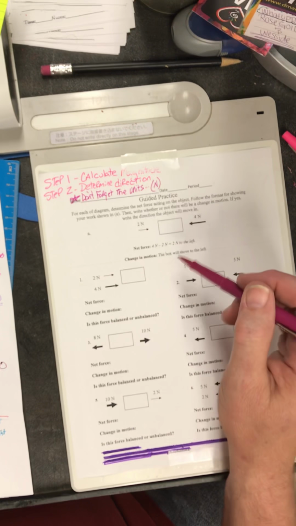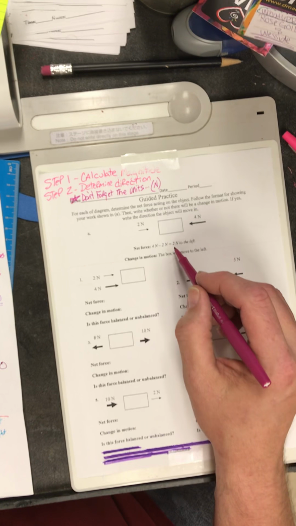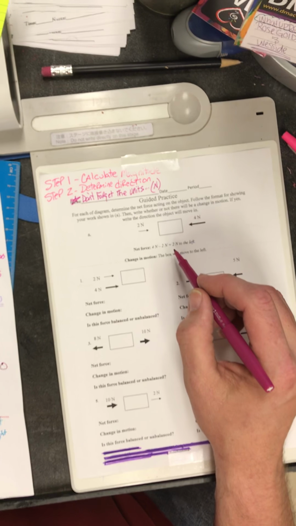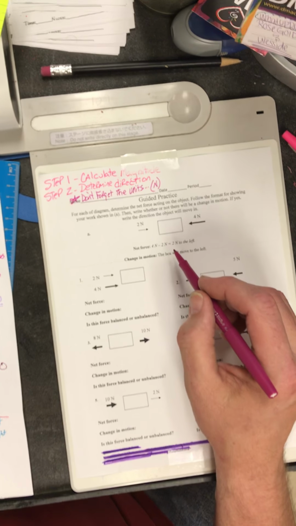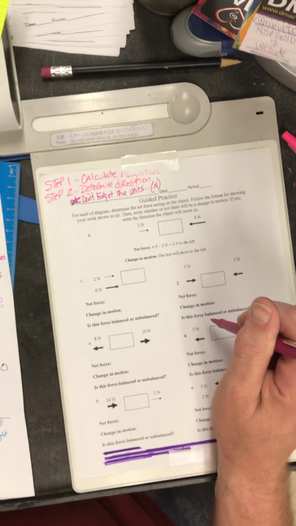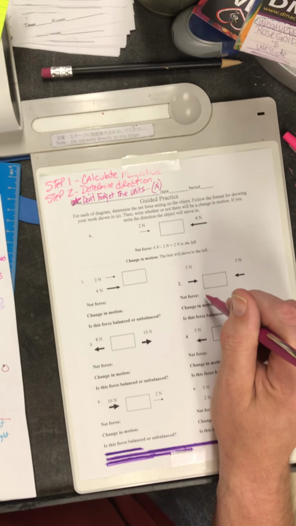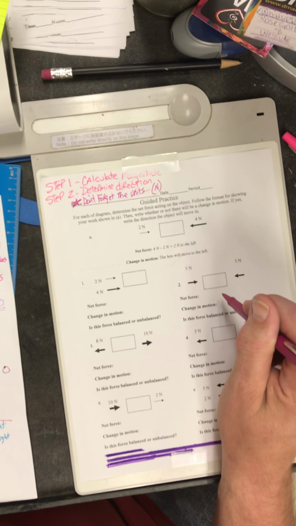Remember, when we do this, we're going to have a magnitude, which is basically your number, that's the basic number of your force, then newtons, your unit, and your direction. So you have three things for your answer for your net force: the magnitude in newtons with the direction.